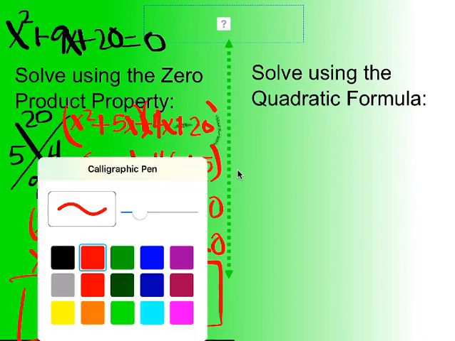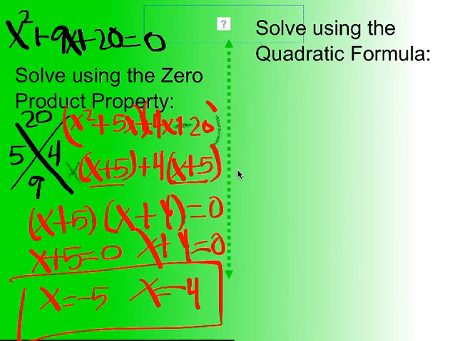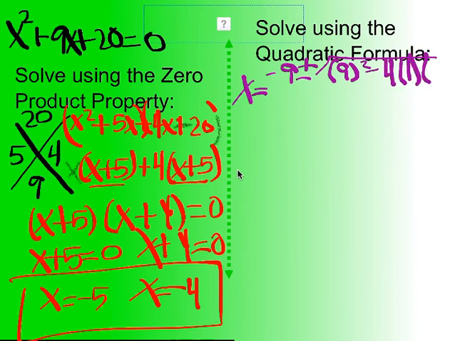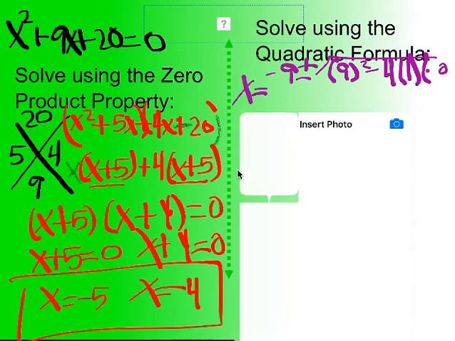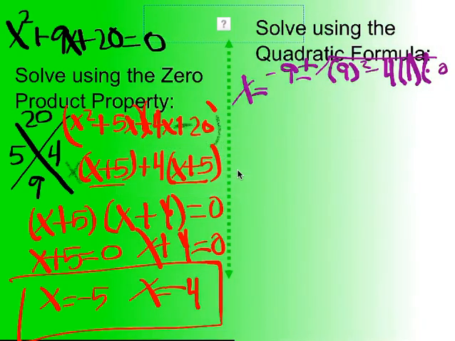So now let's go ahead and solve it using the quadratic formula. Okay, so we're going to use the quadratic formula. So x is equal to the opposite of b plus or minus the square root of b squared minus 4 times a times c, which is 20. Then that's all going to be divided by 2 times our a, which is 1.